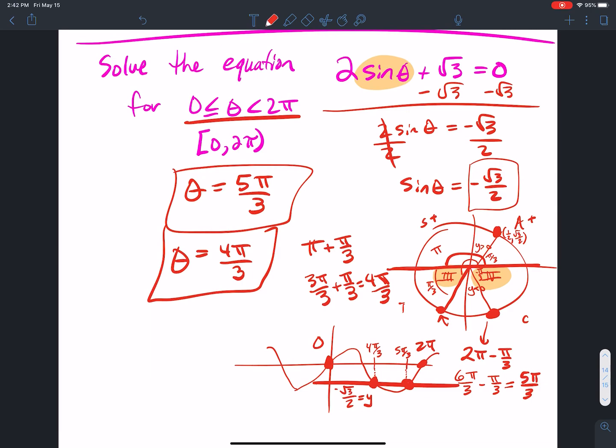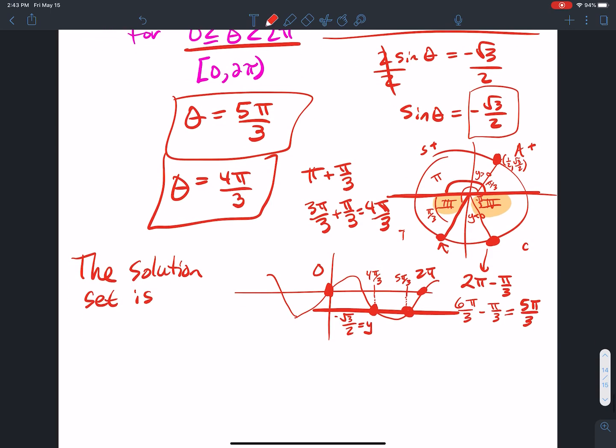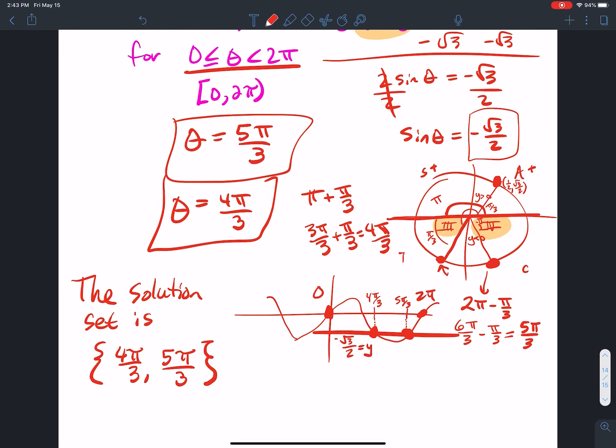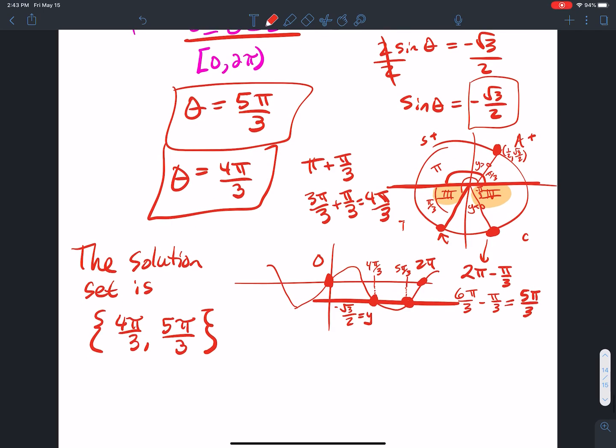So I'm just going to write the solution set is, in curly brackets, 4 pi over 3, comma, 5 pi over 3. Curly brackets is set notation, where you put your numbers inside those curly brackets. That tells you that there are two solutions.